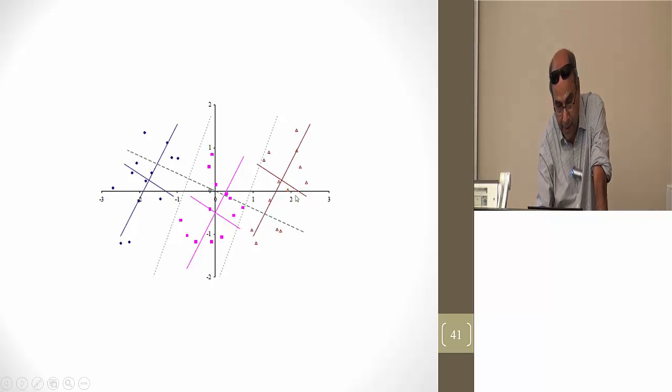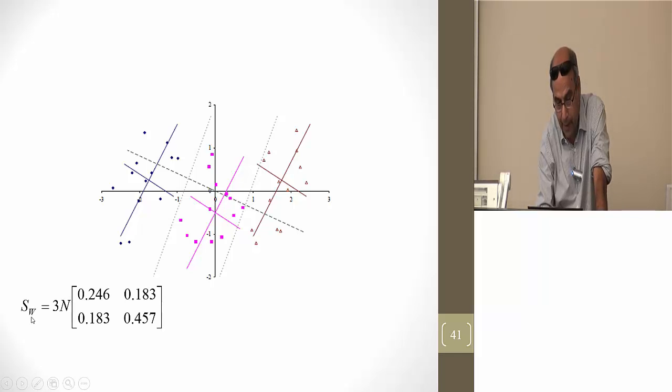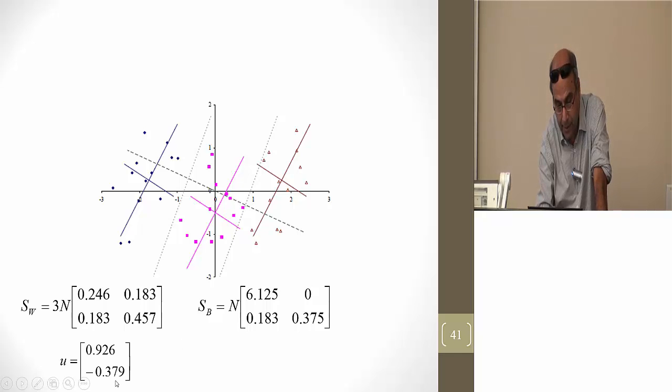Now if you do PCA, it will give you these 2, and it's very difficult to separate them. So this is an example from Duda's book. And again, you compute SW here, SB, and this is your vector, the linear discriminant, the first one, and this is your projection of these, and so on.